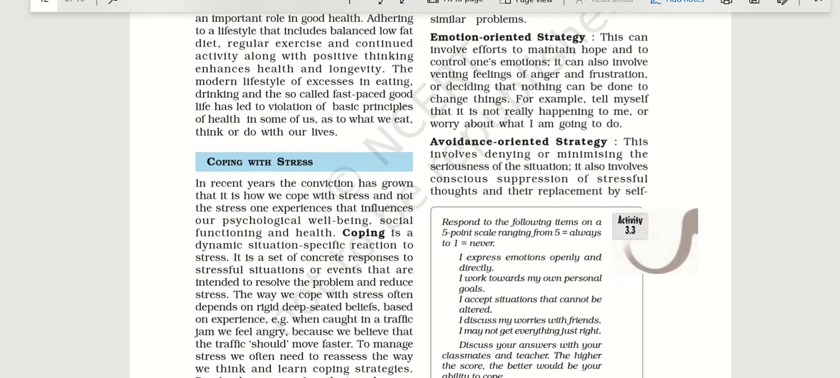Then we have coping with stress. So, what is coping? This is important. What is coping and what are the strategies of coping? Coping is a dynamic situation specific reaction to stress. It is a set of concrete responses to stressful situations or events that are intended to resolve the problem and reduce stress. So that is your coping.